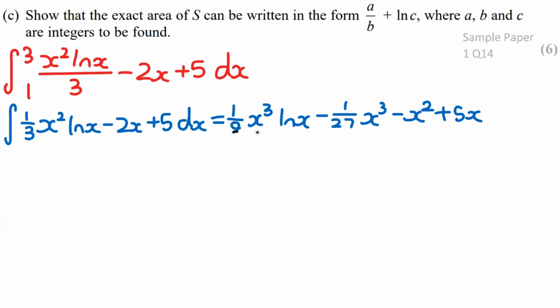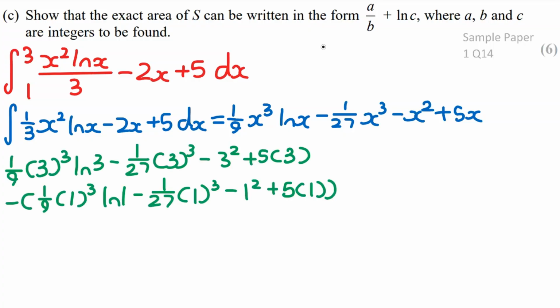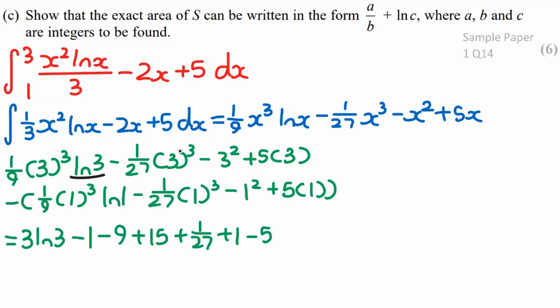Okay, so we have this function here, so now we just need to plug in the limits of 3 and 1. So if we start with the upper limit 3, we plug 3 in for all of the values of x, and then we do minus, and then we plug in the lower limit of 1 like this here, and then we can do some simplifying. So we have this 3 cubed here, which is going to be 27, and then it's going to be divided by 9, so this is going to be 3, then it's going to be the natural log of 3. 3 cubed is 27, and that's going to be divided by 27, so this is just going to be 1.